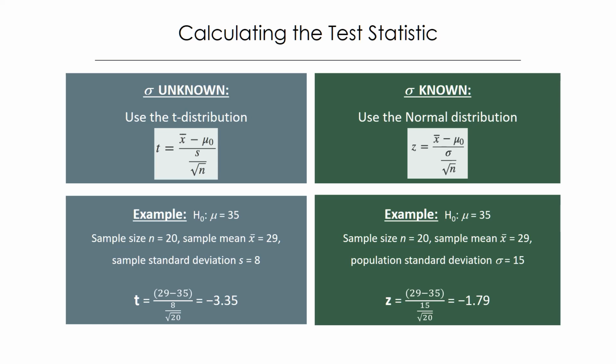Example, when the null hypothesis is that mu is equal to 35, again 35 is the hypothesized mean, mu sub 0. If the sample size n equals 20, the sample mean x bar is 29, and now the population standard deviation sigma, suppose, is known to be 15, we plug that in for the standard deviation to get the z-score, 29 minus 35 all over 15 divided by the square root of 20, which comes out to negative 1.79. So in that case, we are only 1.79 standard deviations to the left of the mean in the normal distribution.